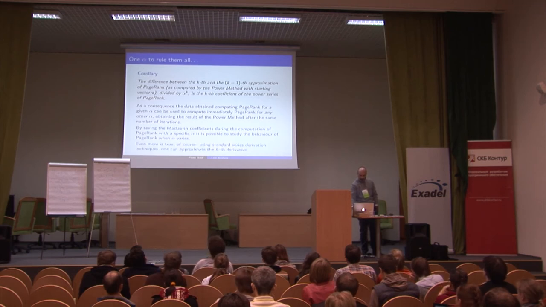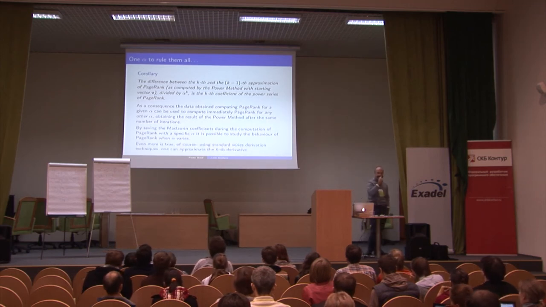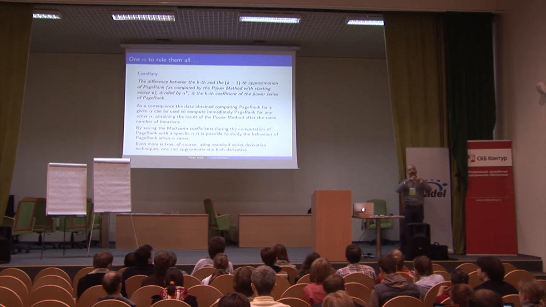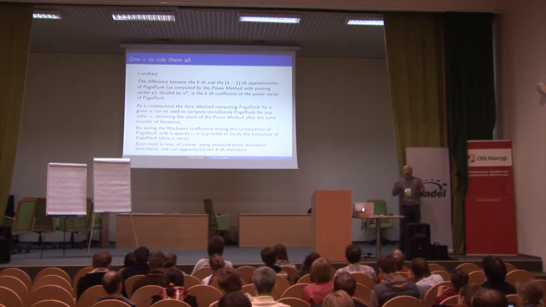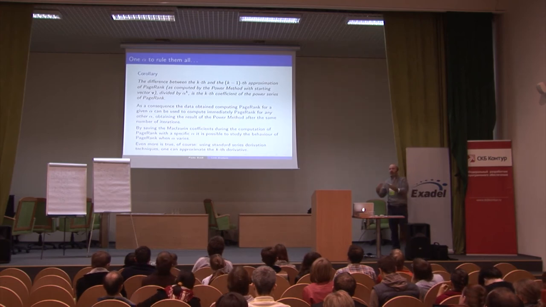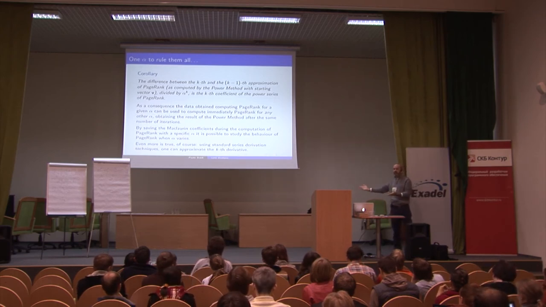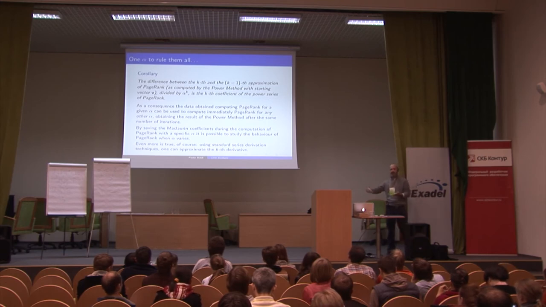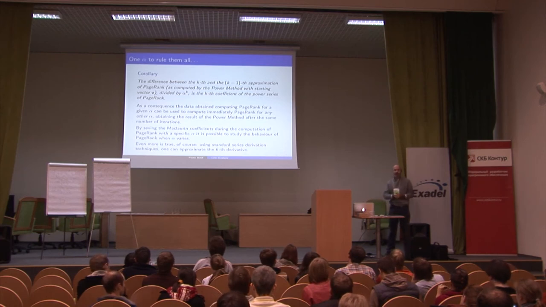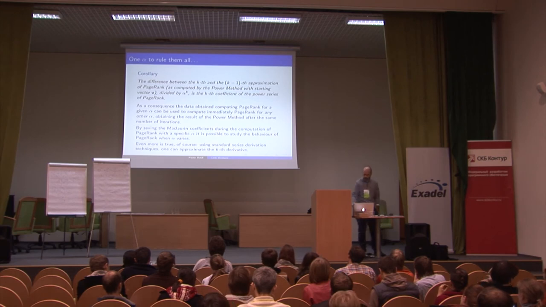And actually, this is even more true, because once you have the series, actually it's not the series, but the first terms of a series, you can even evaluate the derivatives of PageRank. Because once you have a series, you can get the series of the derivative. Of course, the approximation gets worse and worse, because if you start from an n truncated series of PageRank, you get an n minus 1 truncated series of the first order derivative and an n minus 2 truncated series for the second order derivatives and so on, but still it's something.